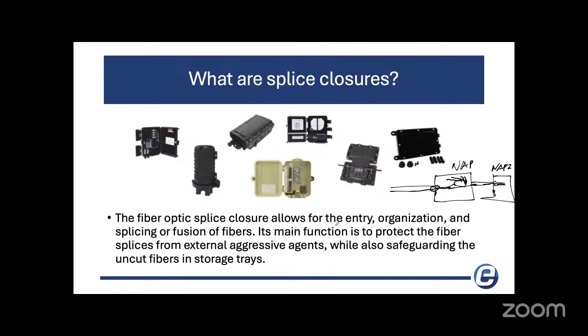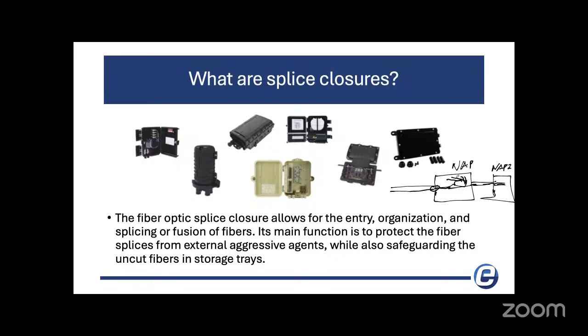Their main function is to protect the fiber from external agents. When you're doing your fusion splices, the fibers are out of the jacket, so they're now vulnerable. So you need to protect them with a fusion enclosure. It serves the purpose of protecting the fiber splices and also helps you manage your network.